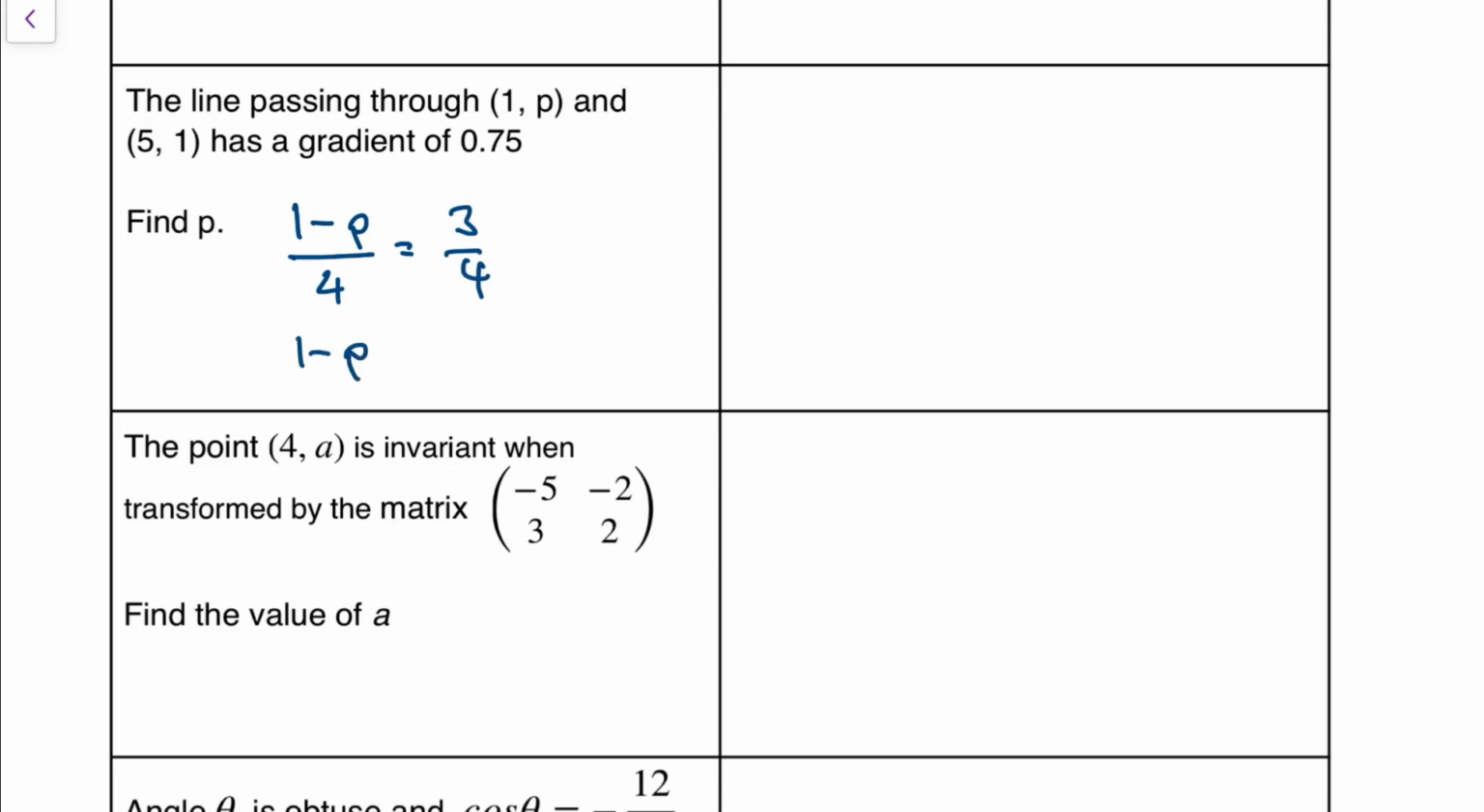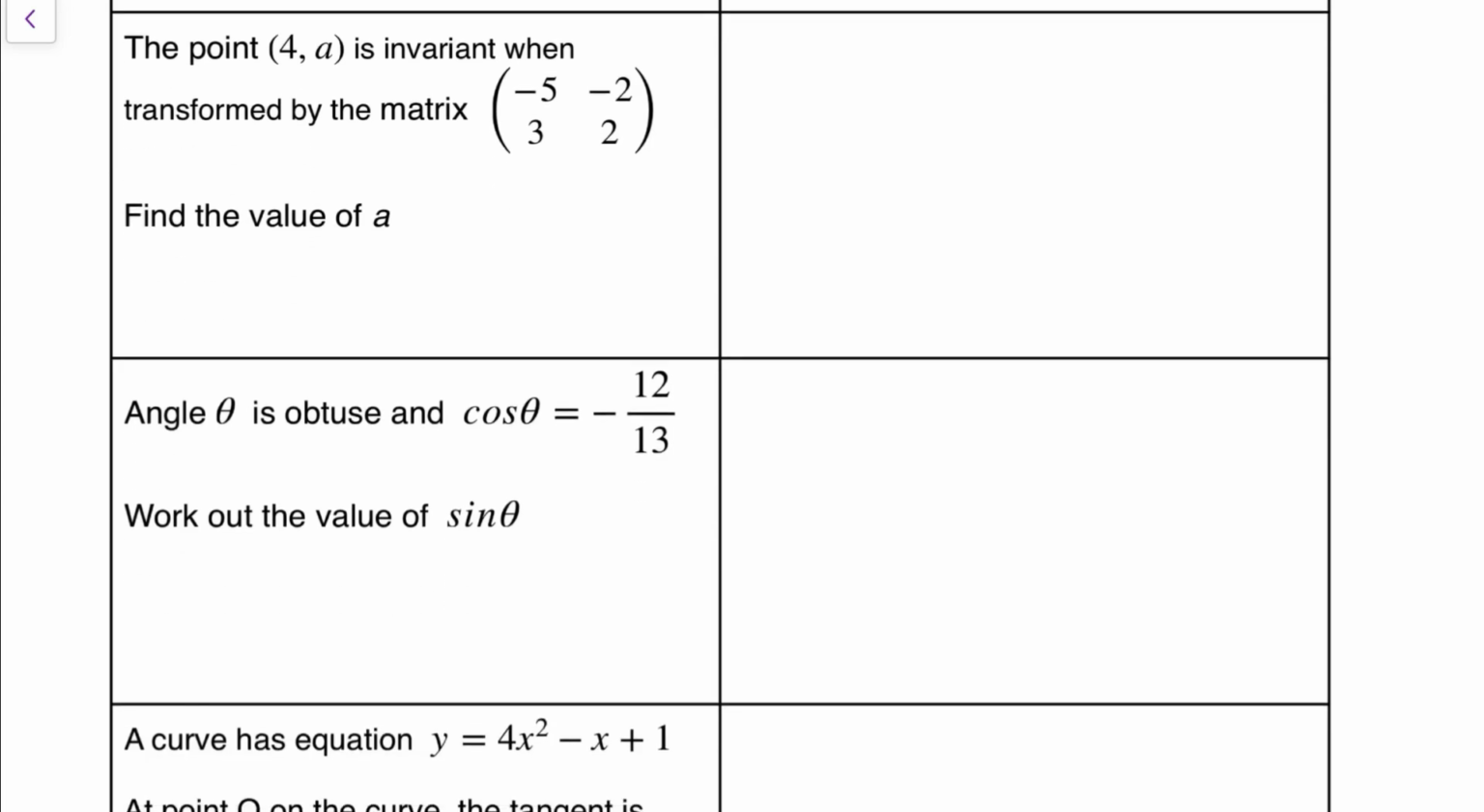So therefore 1 minus p must equal 3. In other words, multiply both sides by 4. What do I take away from 1 to get 3? Well, it's going to be minus 2. So therefore my p is going to be equal to minus 2. Good question. I like that question.